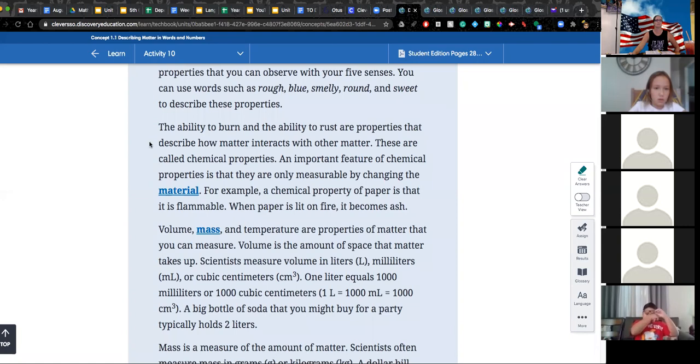Okay. The ability to burn and the ability to rust are properties that describe how matter interacts with other matter. These are called chemical properties. An important feature of chemical properties is that they can be observed only by changing the material. For example, a chemical property of paper is that it is flammable. When paper is lit on fire, it becomes ash.